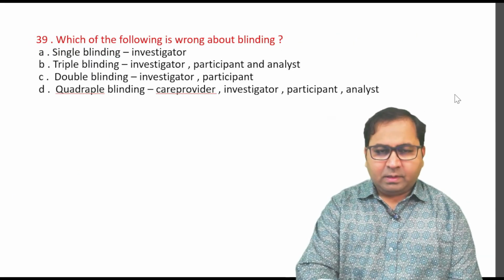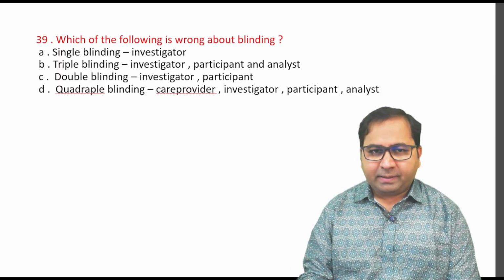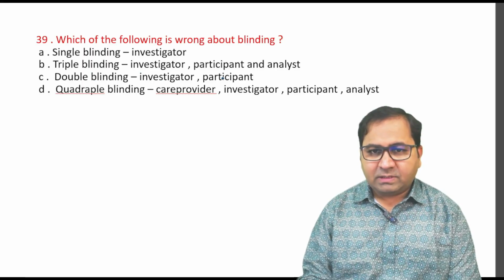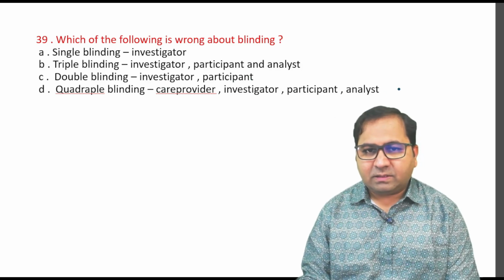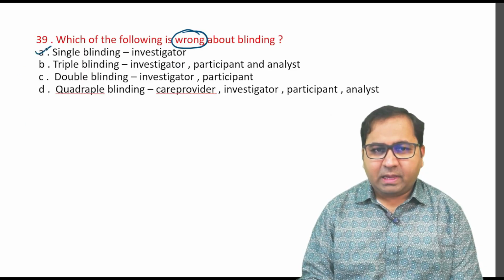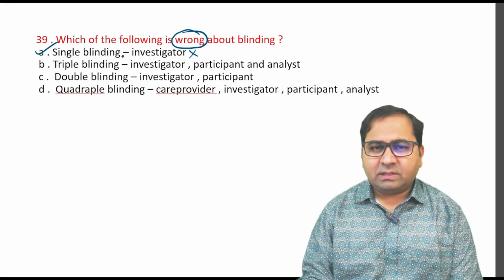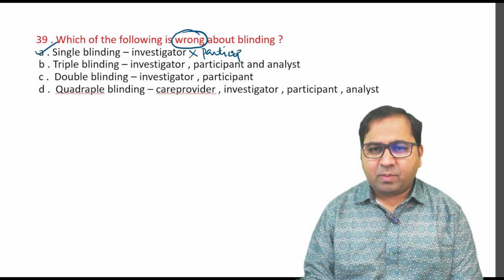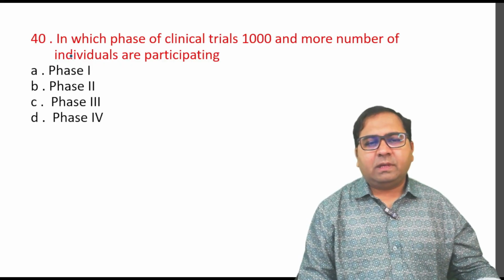Next question. Which of the following is wrong about blinding? See the options. Triple blinding consists of investigator, participant and analyst. Double blinding is investigator and participant. Quadruple blinding is care provider, investigator, participant and analyst. So which is the wrong combination? The answer is A, single blinding, because investigator is the wrong combination for single blinding. Single blinding is for the participant. Please remember this point. The rest of the other options are correct.